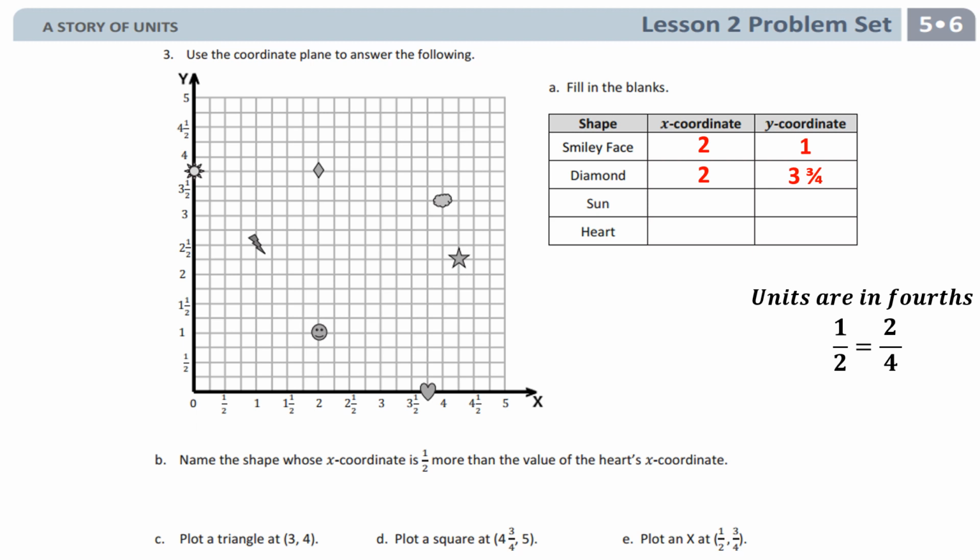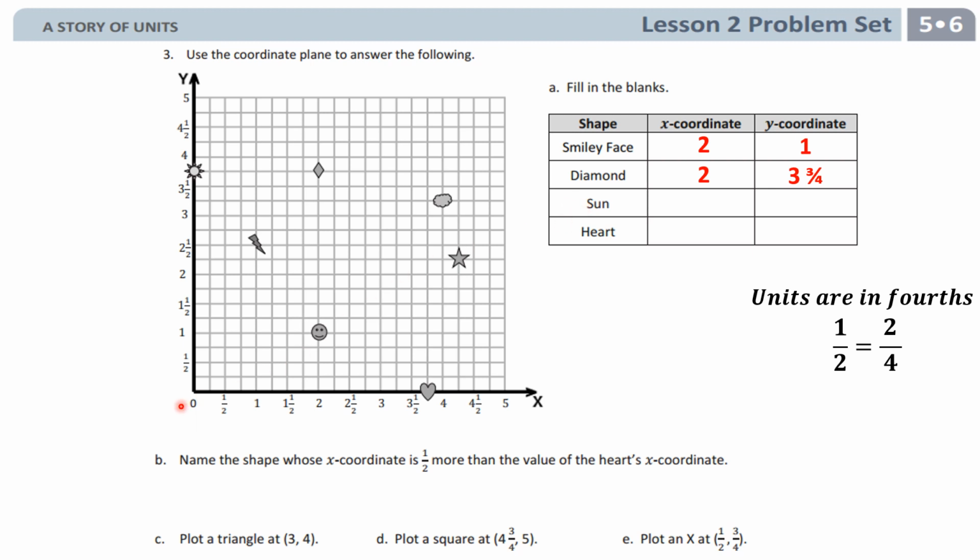If it helps you on your packet, if going between 1 half and 2 fourths is confusing, I would recommend that you pause this video and change every 1 half into 2 fourths and then label the units that are in between, the 1 fourth and the 3 fourths. That way you're able to keep track of the different coordinates that we're trying to figure out.